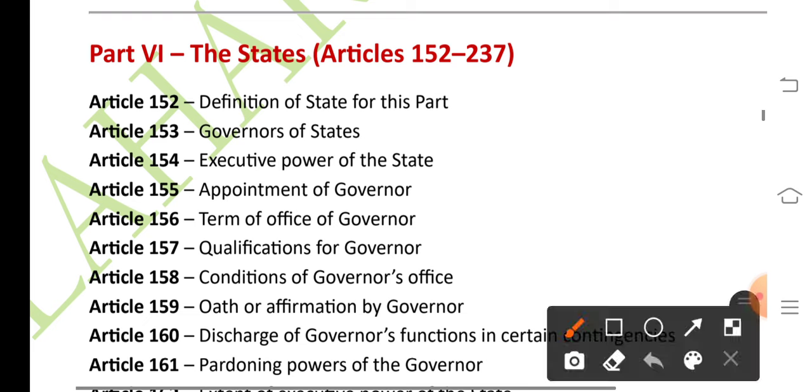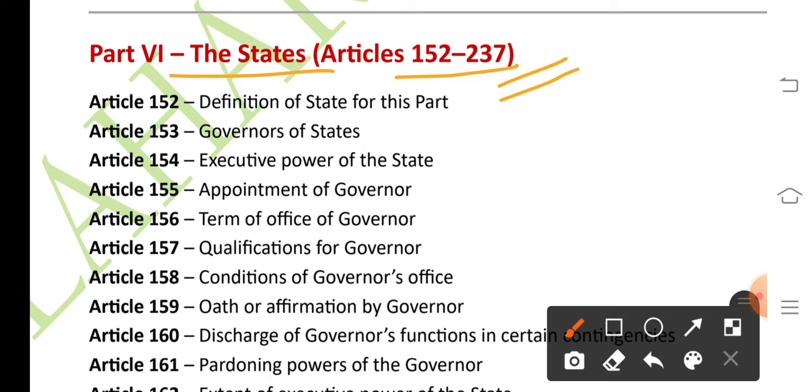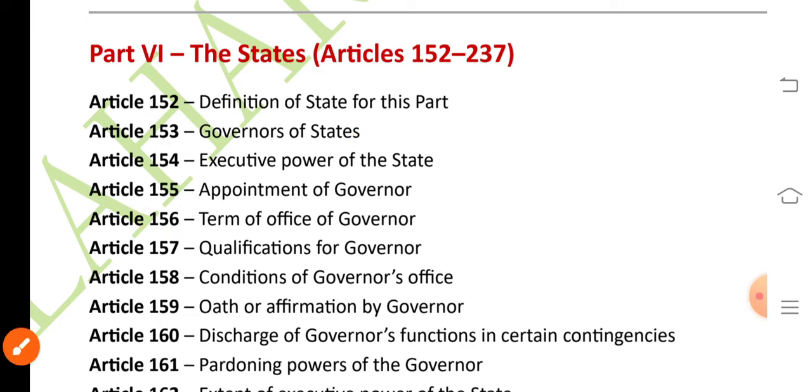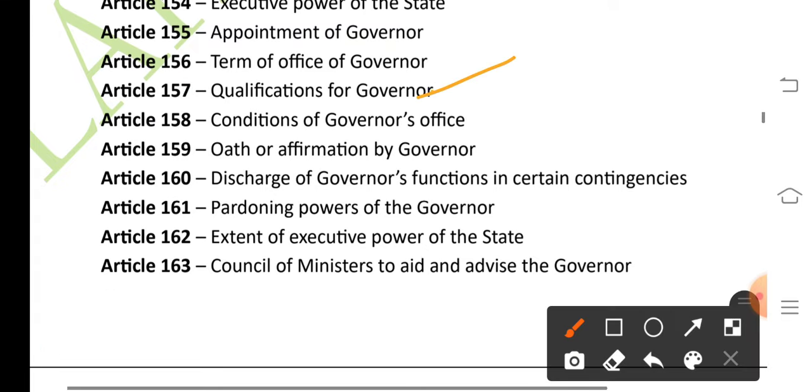Next, Part 6, the States, from Articles 152 to 237. So 152 talks about definition of state for this part. 153, governors of states. 154, executive power of the states. This is important. 153, under which article governors of states are mentioned, it is Article 153. 154, executive power of the states. 155, appointment of governor. 156, term of office of governor. 157, qualifications for governor. 158, conditions of governor's office.